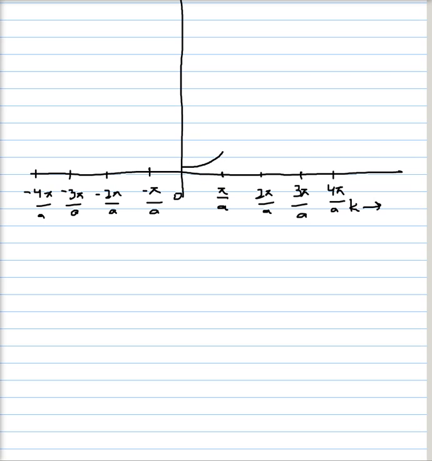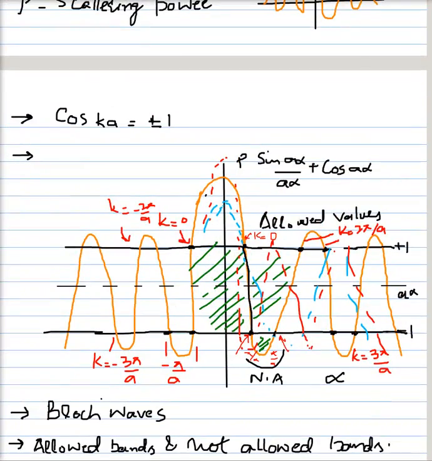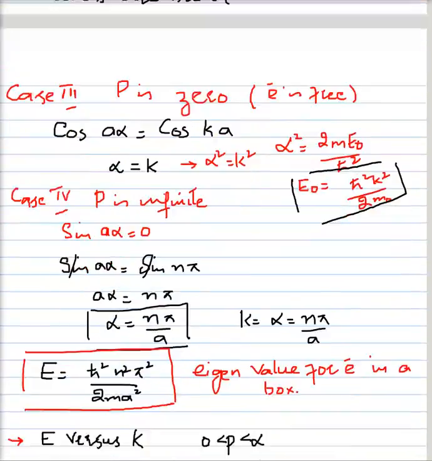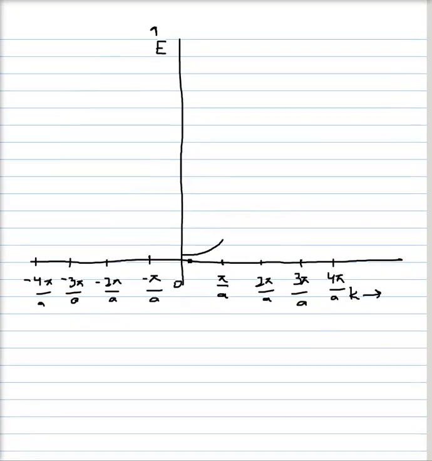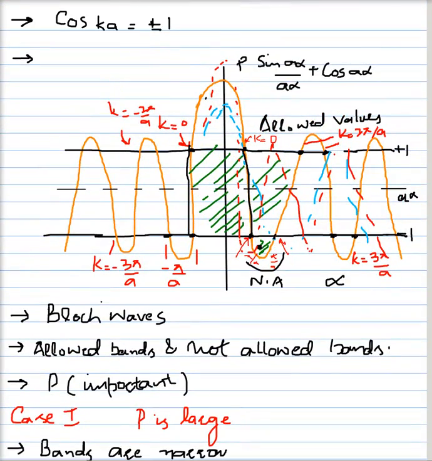Similarly, for k equals 0 to minus pi by a, we are going to take this portion. So let us translate it using the same shape which the sinc function waveform shows there. We are taking it like this. And then at pi by a, we have energy discontinuity.